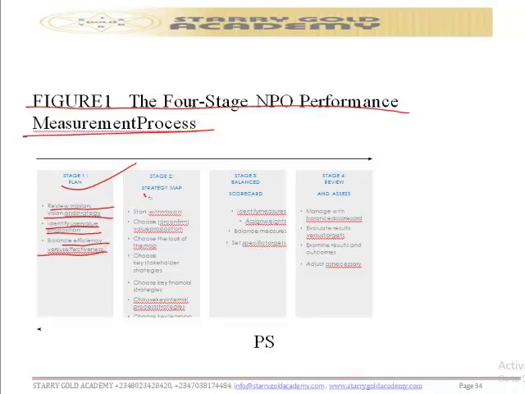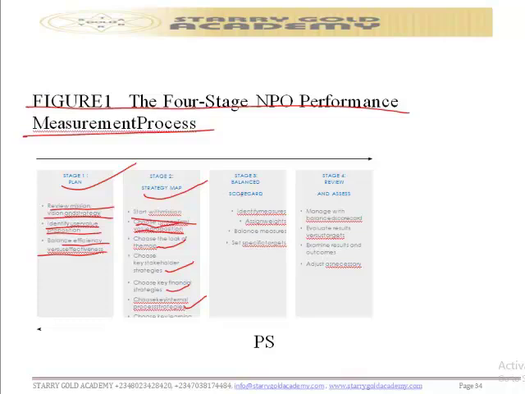Stage 2, that's the strategy map. At this stage, we are going to start with the mission. We're going to choose the firm value proposition. We're going to choose the look of the map. We're going to choose the key stakeholder strategies. We're going to choose key financial strategies, and we're also going to choose the key internal process strategies.